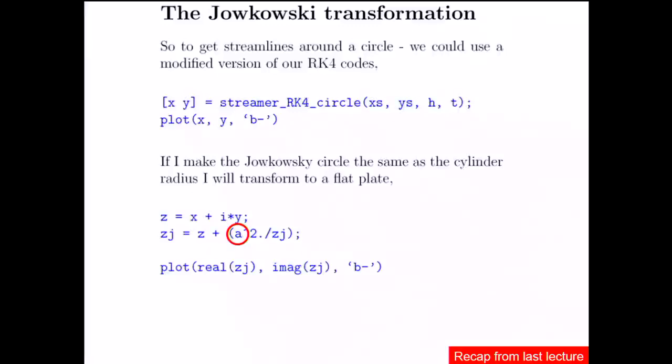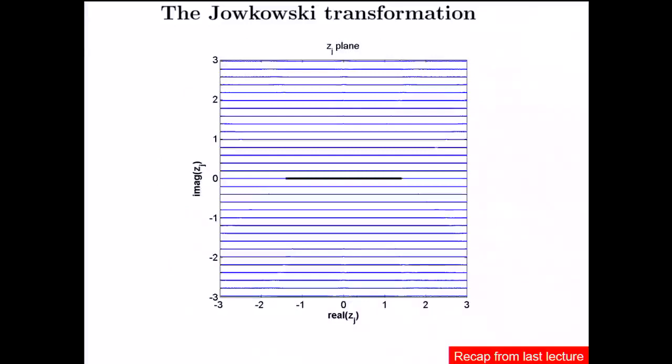So what if we consider the size of the cylinder is the same as the size of the Joukowski circle? We'll get a flat plate in the transformed plane. And in this case, the flow isn't very interesting because it's a zero thickness flat plate. It doesn't apply any disturbance to the flow. So this just looks like the uniform incoming flow you have in the initial condition. It doesn't do anything to the flow field.